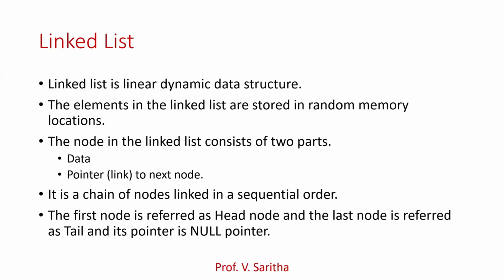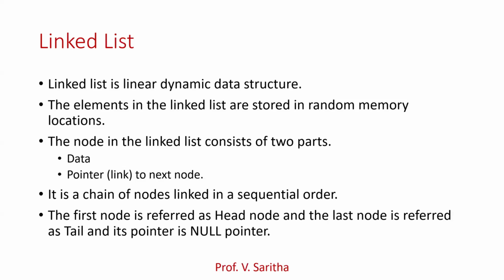What is the structure of the node of the linked list? We will have two parts, that is data and pointer to the next node. The pointer is nothing but what we call the link to the next node. It is a chain of nodes linked in a sequential order. Chain of nodes means one node will be connected to another node like this. Whatever nodes we have in the linked list, they will be connected to each other.